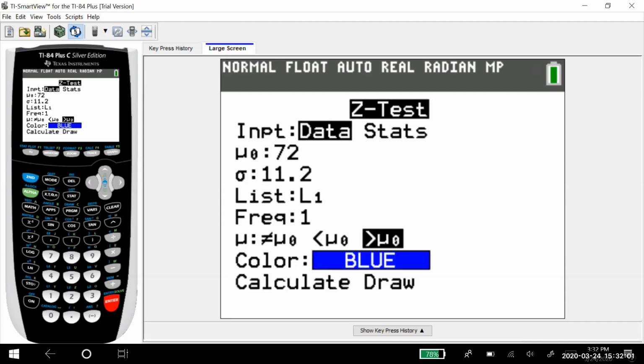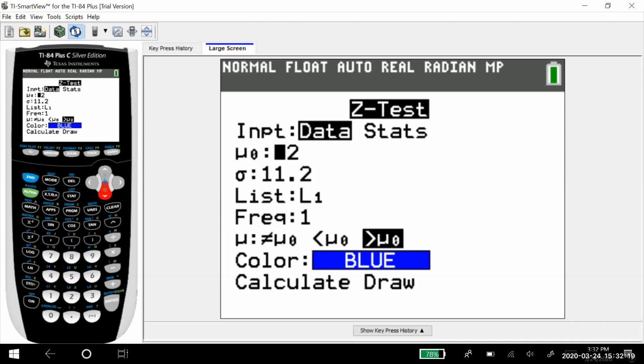Now it changes because it gives us this list 1 over here to put the data into. So anyway, we go down. It says mu sub 0. That's from our null hypothesis. And I didn't write those down. Maybe I should have, but we'll go write that all down together.